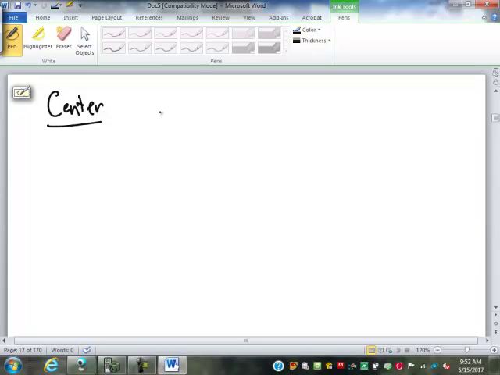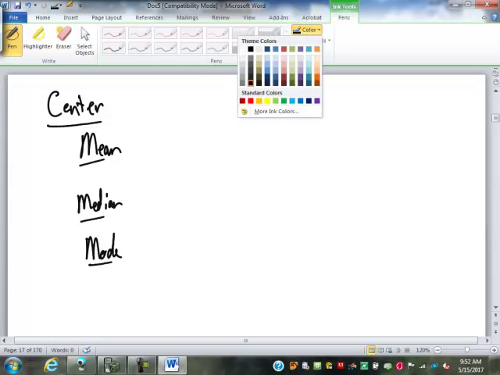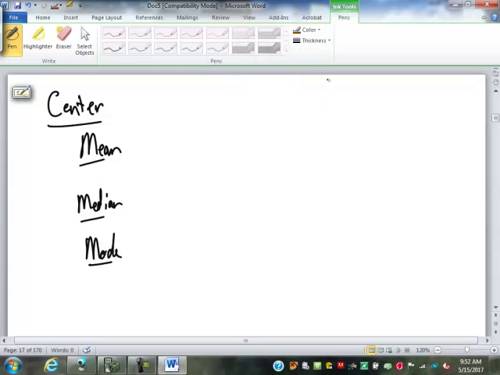Given a set of data, you should be able to calculate measures of center. Mean, median, and mode. Let me give you a set of numbers here. I am going to put them in order from smallest to largest just to make this easier on us.